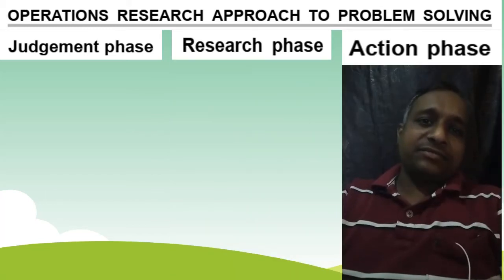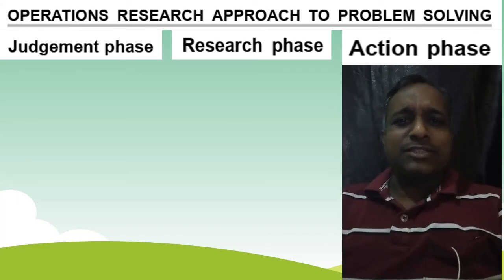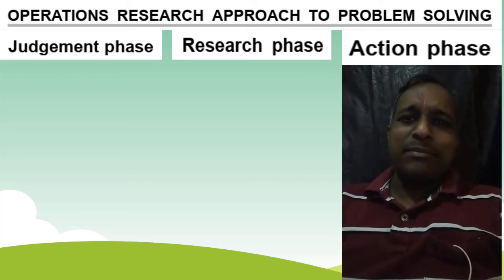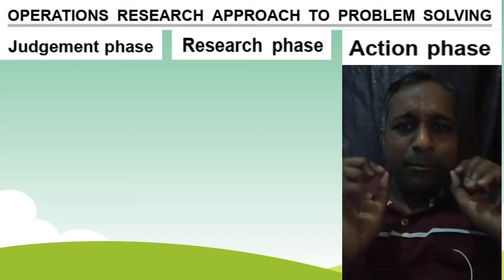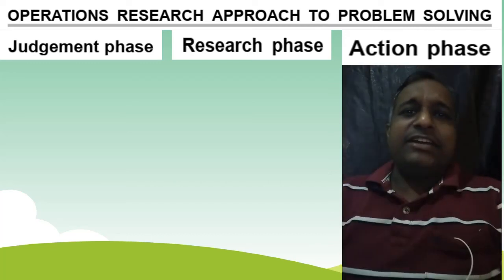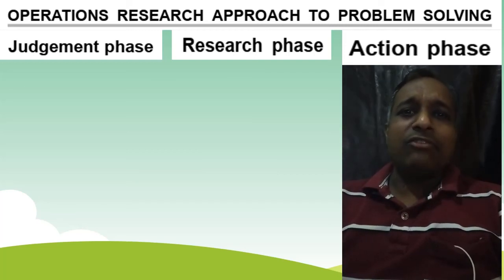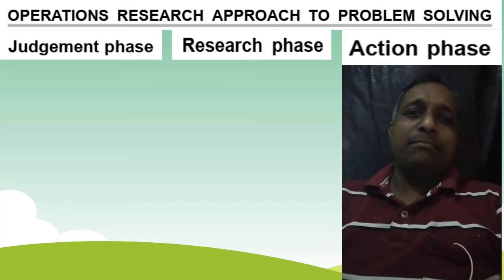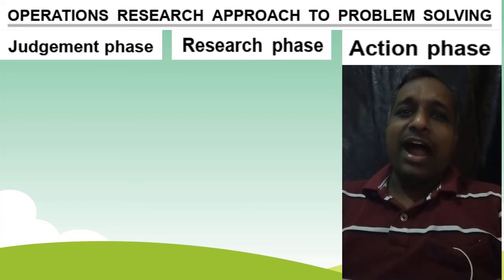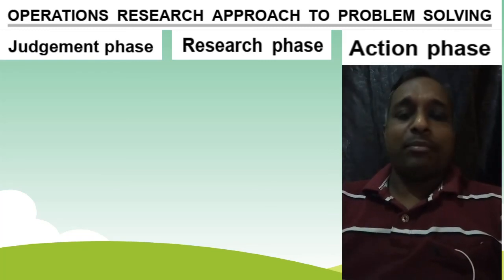Third phase is action phase. This action phase consists of making recommendations for implementing the decision. This decision is implemented by an individual who is in a position to implement results. This individual must be aware of the problem environment in which the problem occurred, be aware of the objective, of the assumptions behind the problem, and the required modification of the model. So these are the three phases of operation research.